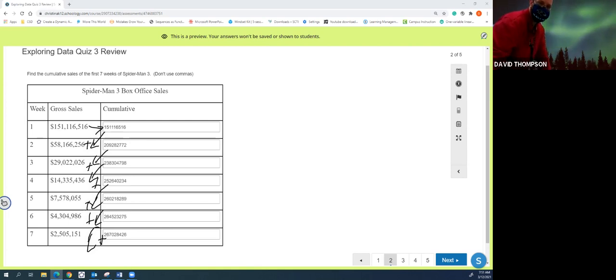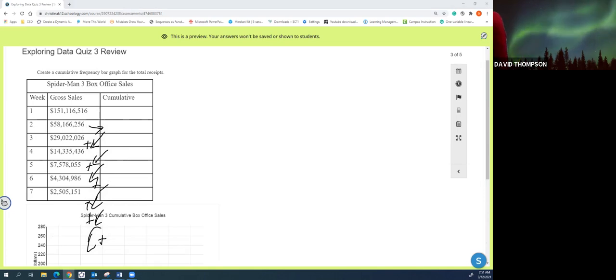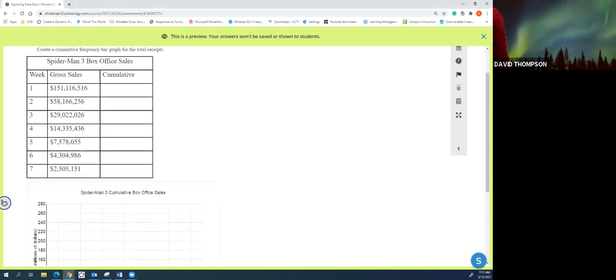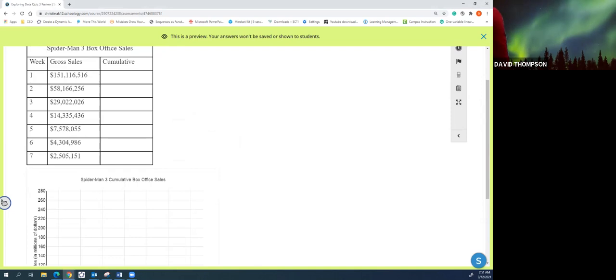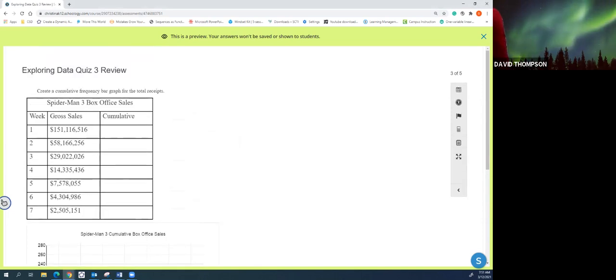Okay, not seeing questions come to the poll, so we're gonna stop there, and we're gonna go on to our next question. So our next question is based on the last question. So I didn't call the cumulative for you, so it says create a cumulative frequency bar graph for total receipts.